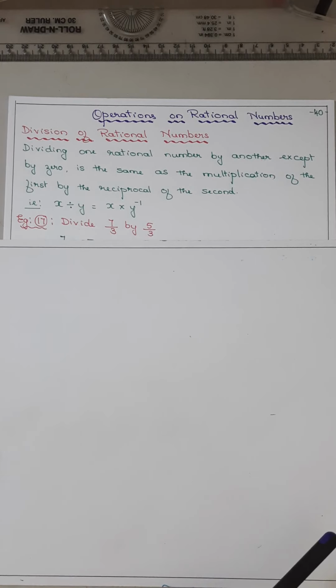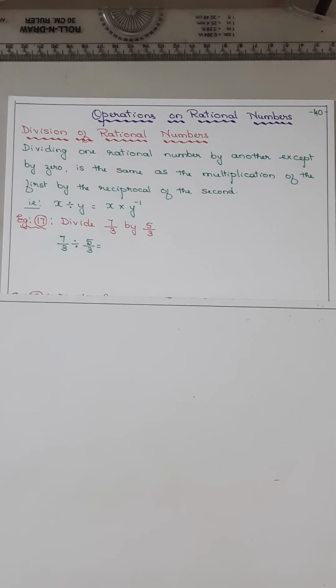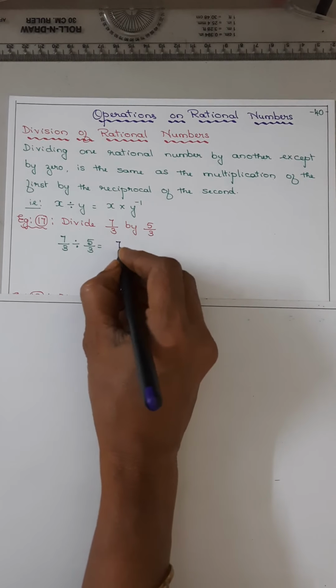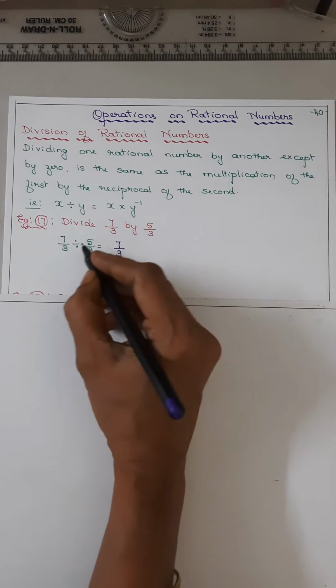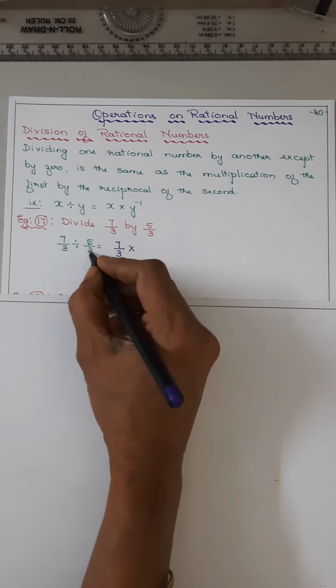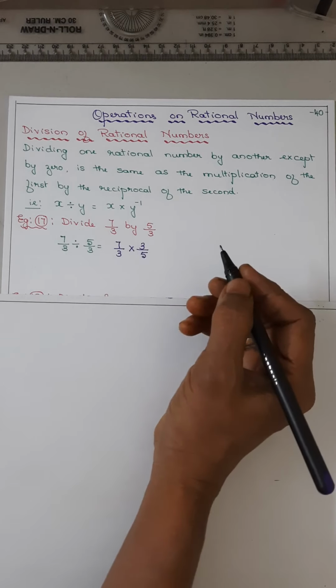Now coming to the example: divide 7 by 3 by 5 by 3. 7 by 3, write as it is; the division sign, write it as a multiplication sign. So 5 by 3, the reciprocal. You have to interchange the numerator and the denominator.